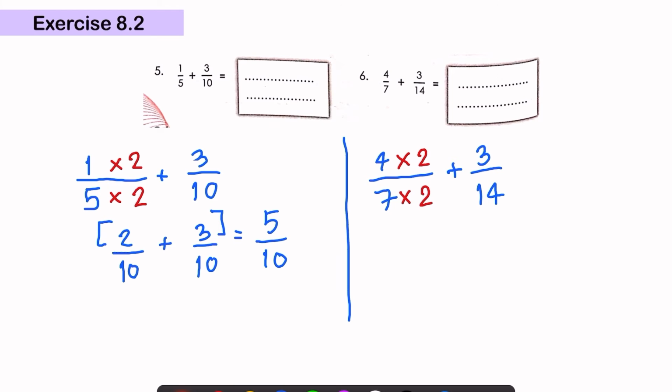From 4 over 7, we get 8 over 14 plus 3 over 14. So you can find the answer easily. We keep 14 for your answer and you add the numerator together. 8 plus 3 is 11. So the answer is 11 over 14.